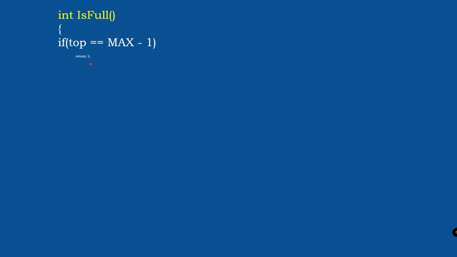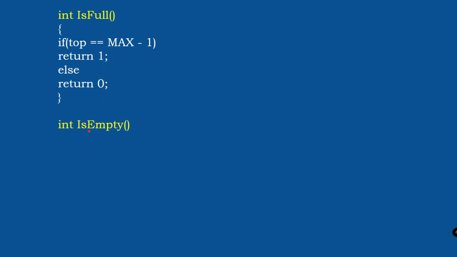For that, the condition is if top is equal to max minus 1. That means max minus 1 is the topmost element of the stack, since we start with 0. So if top is equal to max minus 1, the stack is full, so we return the value as 1. Else return the value as 0. So this function will return whether the stack is full or not.